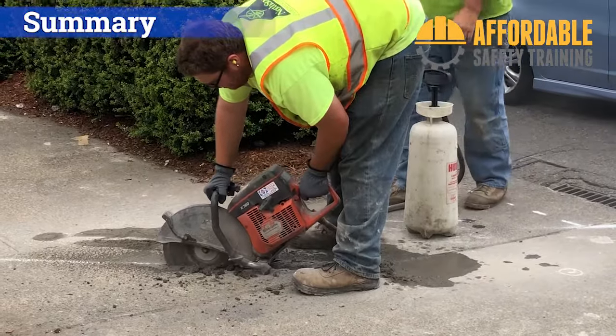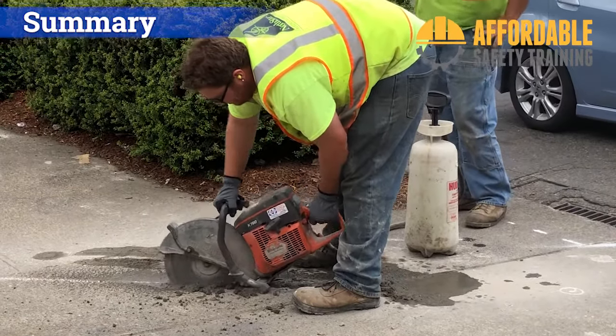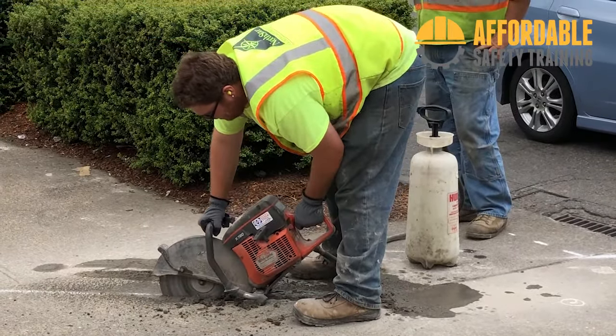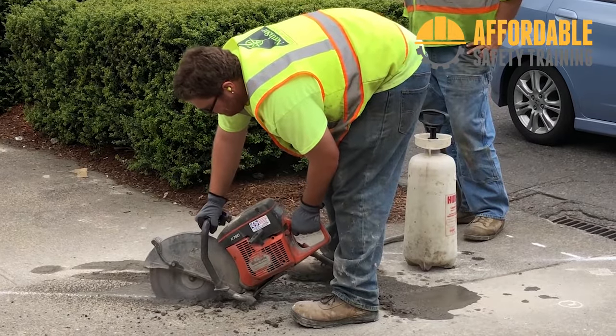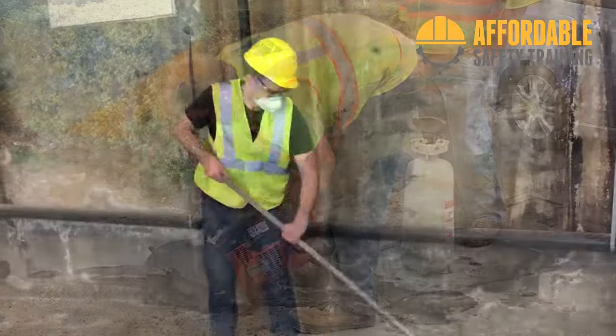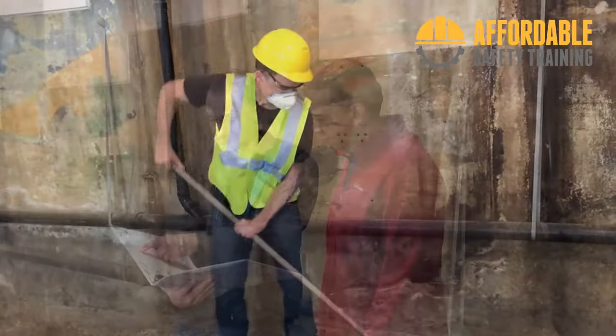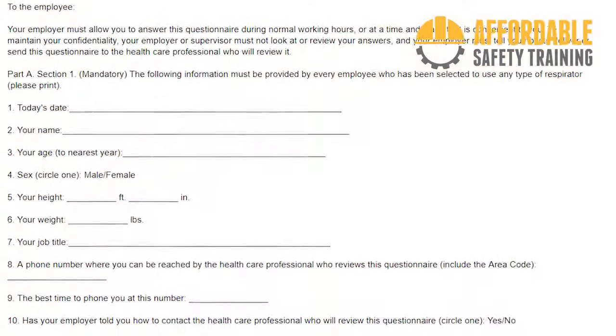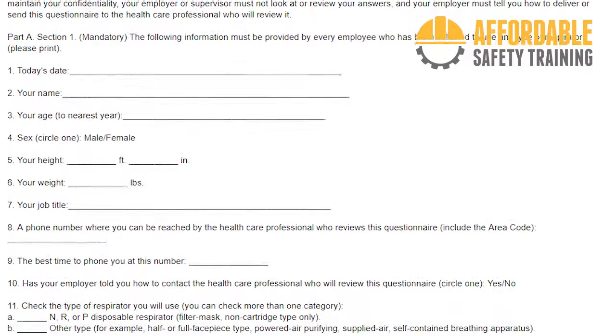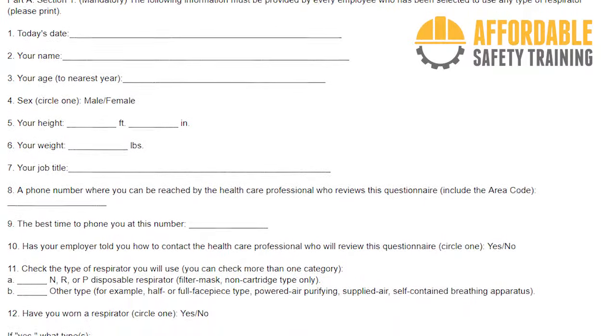Now let's briefly summarize some key points. The preferred method for dealing with respiratory hazards is eliminating them with engineering controls. Only after those methods are exhausted, can respirators be required. Employers must have a written respiratory protection program in place. Workers must be screened by a medical professional before being permitted to use a respirator.